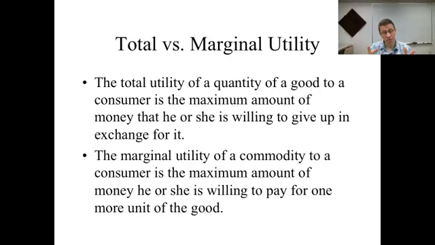That's a different concept than the total utility, which is the total amount you'd be willing to give up for all 4 units. If you've already picked out 3 units and you're going to buy that, how much more would you spend for the 4th unit? Very different questions. Marginal utility, and marginal analysis in general.